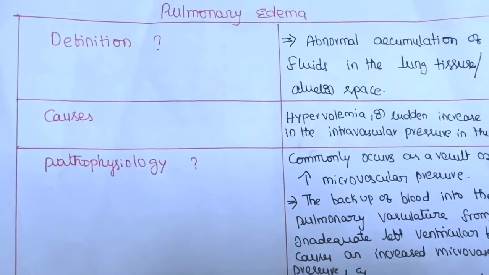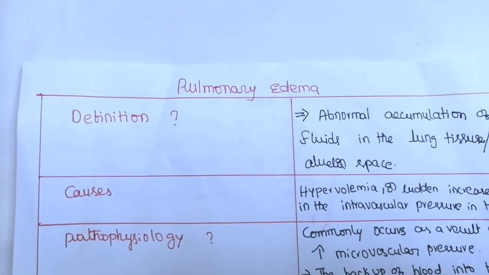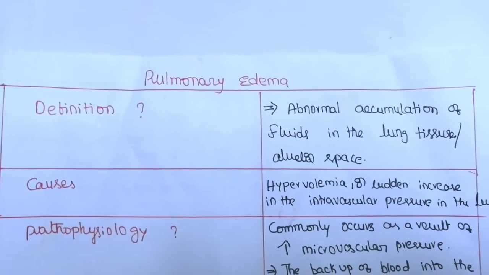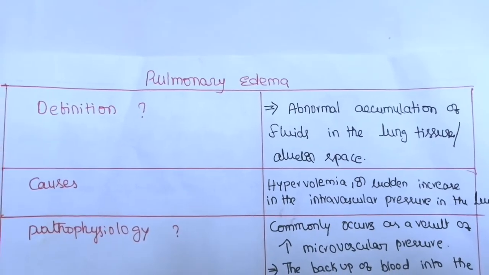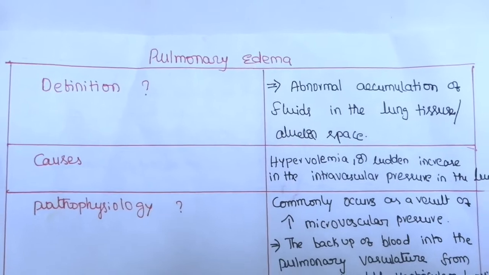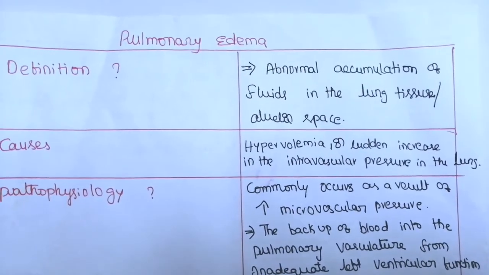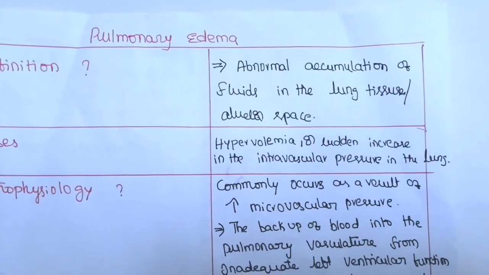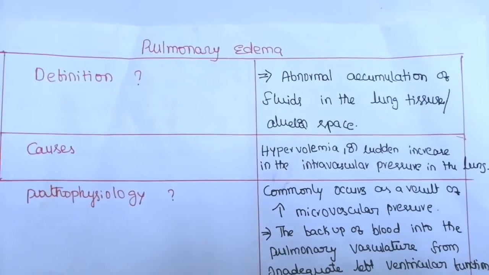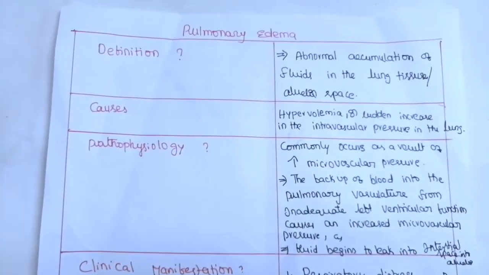So now you know the causes. I revealed already what the case is. The case is pulmonary edema, because abnormal accumulation of fluids in the lung tissues is nothing but pulmonary edema. So next we will see the causes. The causes might be hypervolemia or a sudden increase in the intravascular pressure in the lungs. This is the cause. Next we will move to the third line, pathophysiology.